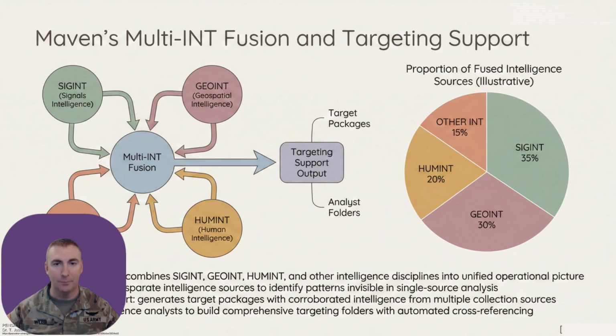Targeting support. Maven generates target packages with corroborated intelligence from multiple collection sources. This enables intelligence analysts to build comprehensive targeting folders with automated cross-referencing. What took days of manual correlation now happens in hours.